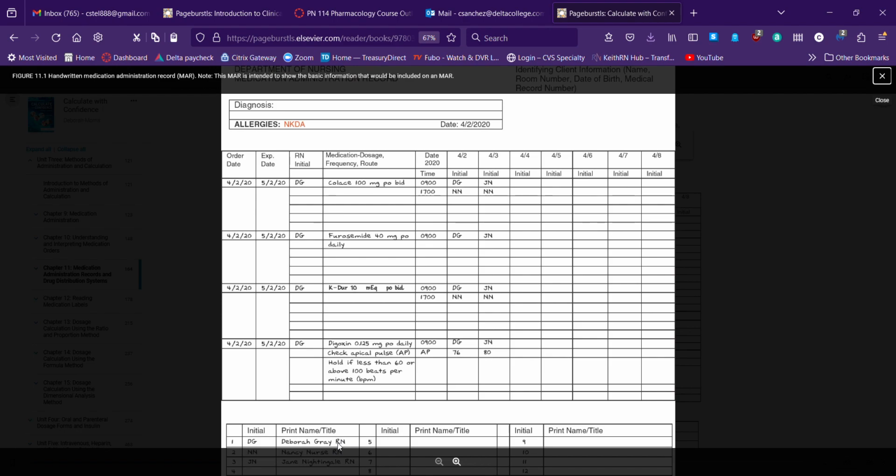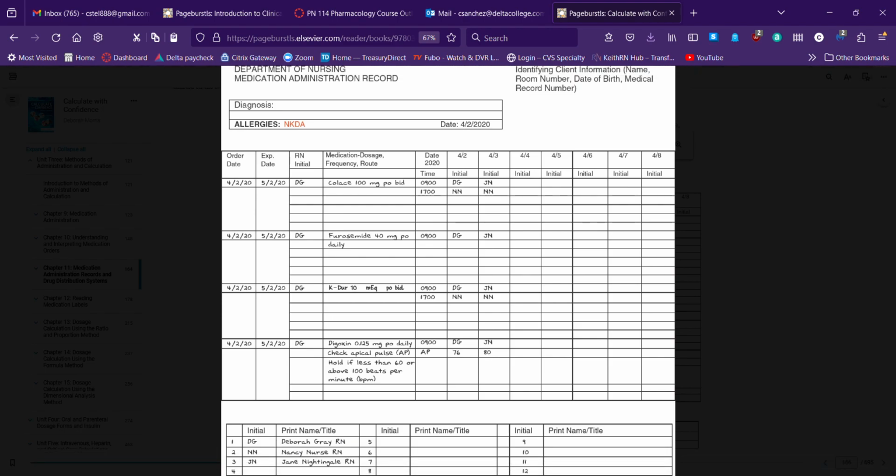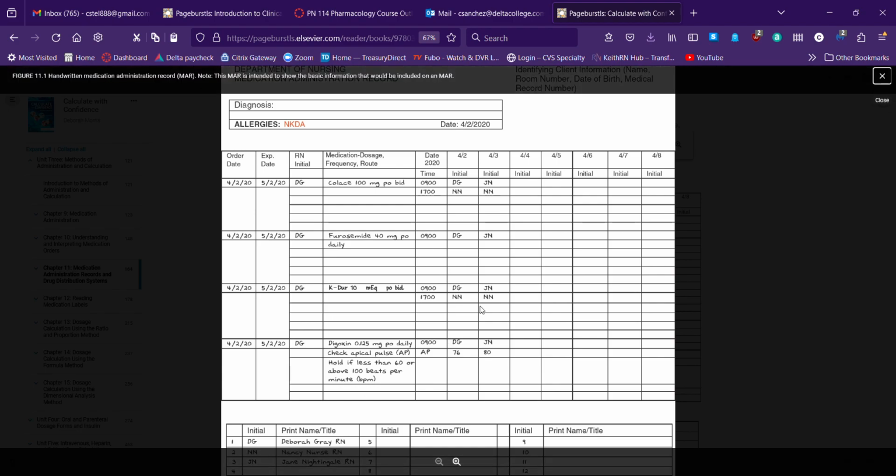Now, do we know who DG and NN is? No. So we're going to look down here at the very bottom where it says initials, print name, and title. Every nurse who writes anything, signs anything and puts their initials has to put their initials at the bottom, and then put their name and their credentials. That way, whoever follows you, or if it's 10 years down the line and this patient is in a lawsuit and this goes to court, they know who those initials belong to. If it's not initialed, that means it's not done. It means that medication was not given.